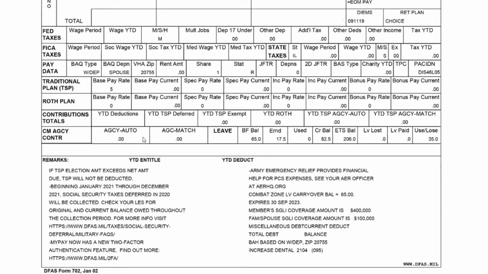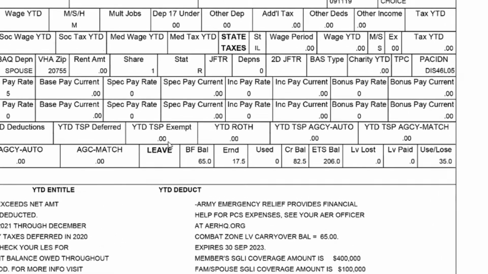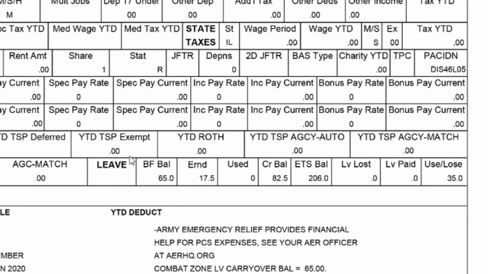Now on to one of the best parts of the LES, leave. In this section, you'll be able to see your earned, your used, your current balance, which is the most important block on this entire LES. Current balance of leave, the ETS balance you'll have by the time you ETS of how many days you'll have, leave loss, use or lose, something I'm going to tackle here in the remarks section.